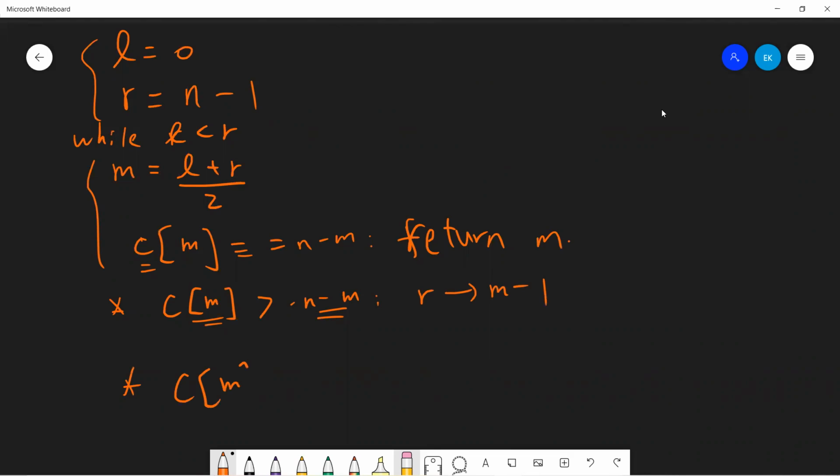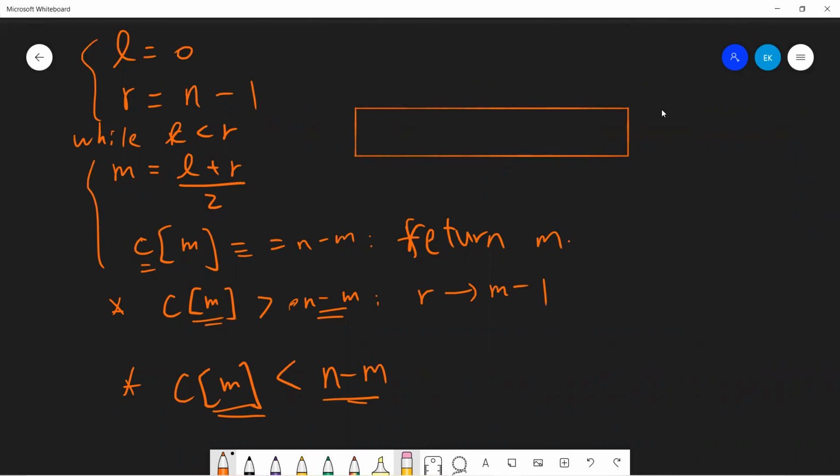If your citation m is less than n minus m, right? So this means, let's say, this is n minus m, and your citation is here. So this means that you should increase your L, from 0 to n plus 1, right?